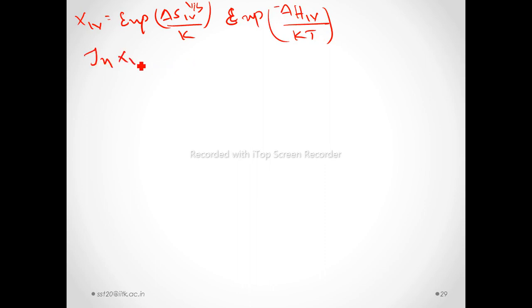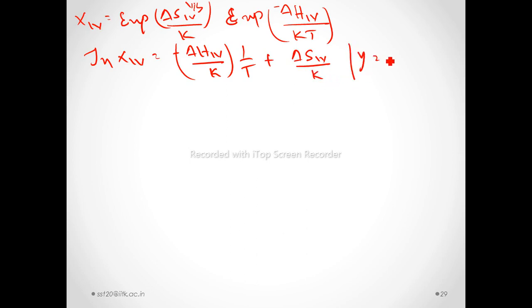ln of X1V equals minus delta H1V divided by k times 1 by T plus delta S1V divided by k. It is in the form of y equals mx plus c.